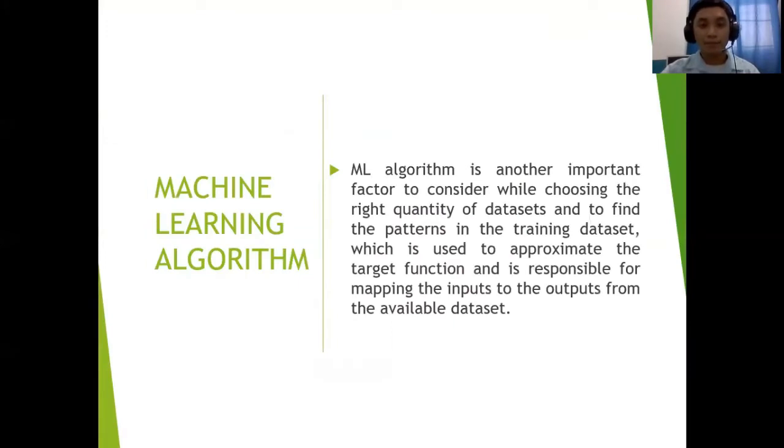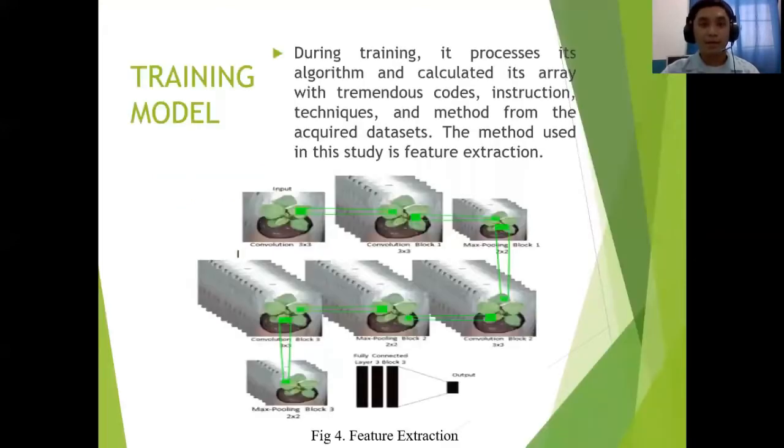Machine learning algorithm. Machine learning is another important factor to consider while choosing the right quantity of datasets to find the patterns in training datasets, which is used to approximate the target function, and it's responsible for mapping the inputs to the output from the available datasets. So here is the training model. This slide shows the figure 4 feature instruction.